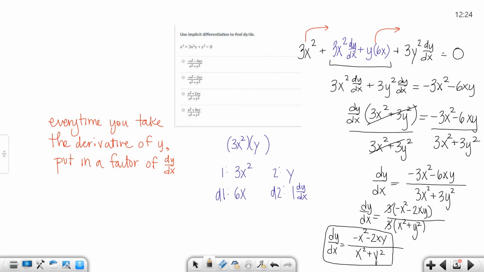Now be careful that you choose the right one. Okay, I'm looking for a 2xy in the top, so that can't be it, and that can't be it. On the top I have a negative x squared minus 2xy, so that's going to be this one. And that's how it would go.